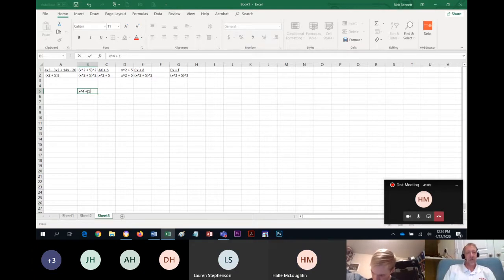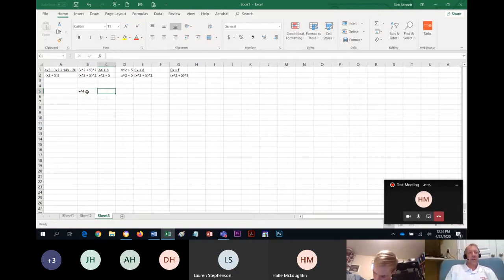10x squared. Actually, here's what I'm going to do. I'm going to put it in columns because it'll make my life easier. So the 5 times the x squared is going to be 10x squared, and the 5 squared is 25. Actually, I changed my mind. Okay, so x to the 4th plus 10x squared plus 25. Now, I still need to multiply that by ax plus b, which I will do in just a minute.